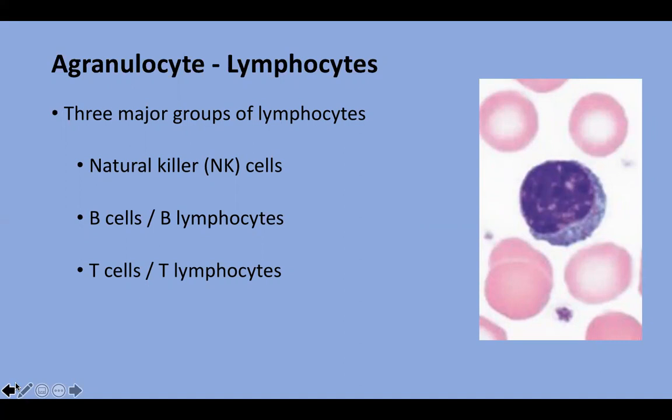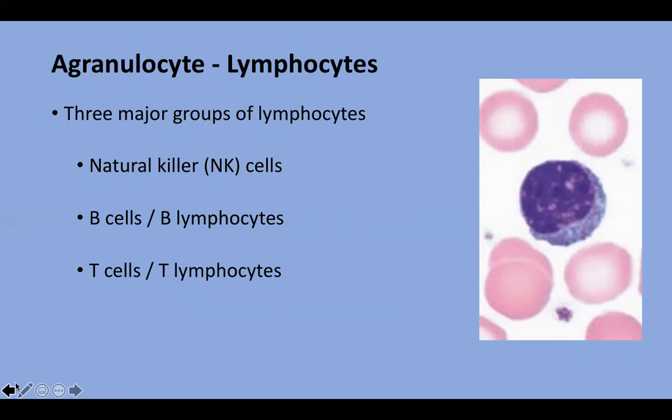So now we're going to talk about the other grouping of leukocytes, which is the agranulocytes. And within the agranulocytes, we have two main types of cells. We have the lymphocytes and we have the monocytes. So the first type of agranulocyte we're going to talk about is the lymphocyte. And there are three major types of lymphocytes.